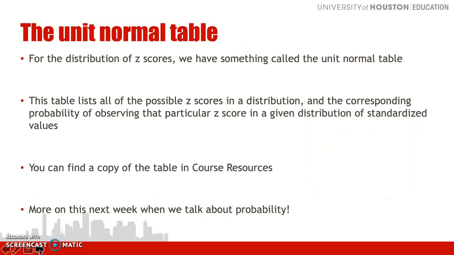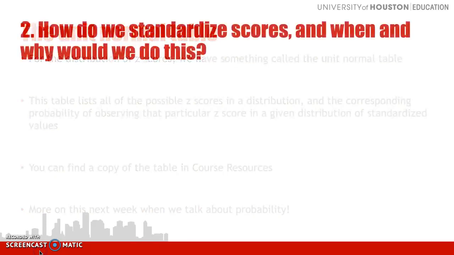So for the distribution of z-scores, we have something called the unit normal table, which gives all the z-scores and the probability of observing those z-scores. You can find a copy of the table in our course resources. There's a PDF, and we'll talk more about this next week when we talk about probability, but you can go in and take a look at that table.